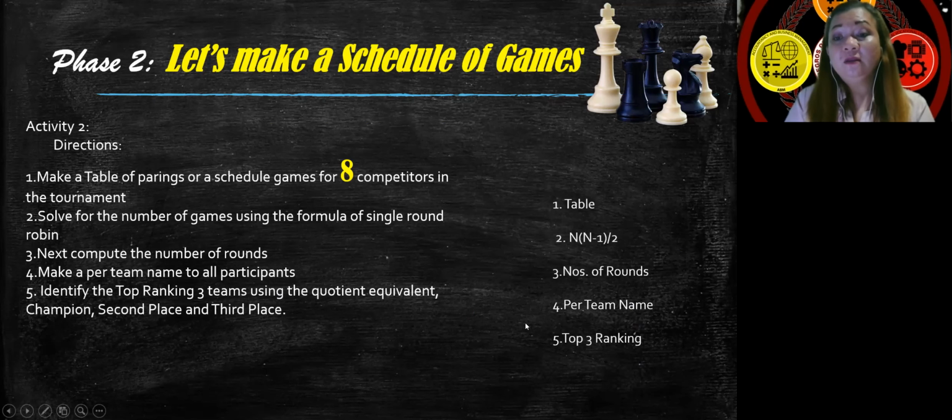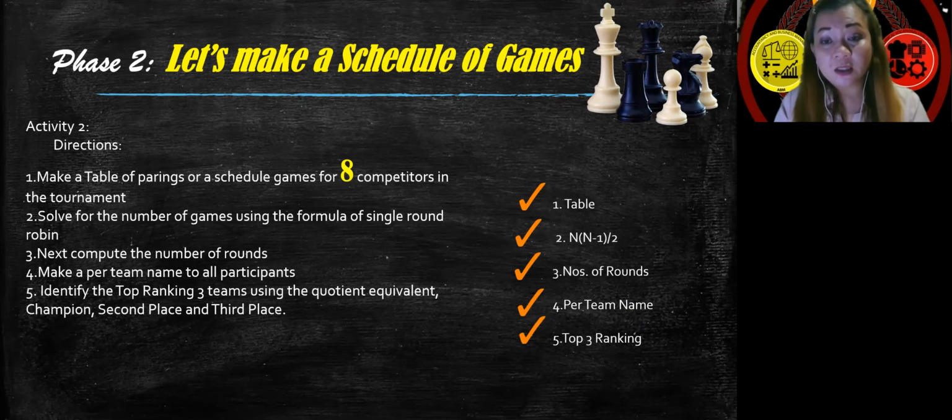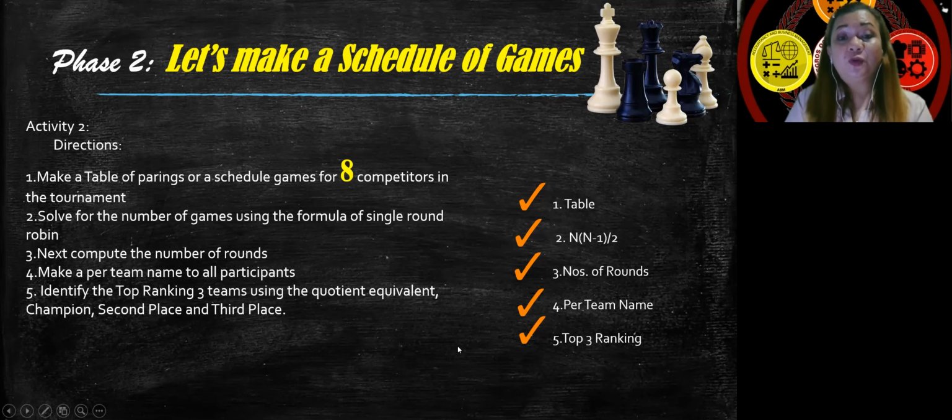Then identify the winners and name their ranks. Again, you are required to make a table. You're going to get the matches, get the number of rounds, and name each team. And of course, you're going to get the top 3 ranking. Don't forget to have your output in our GC. Just use a clean piece of paper for your schedule.